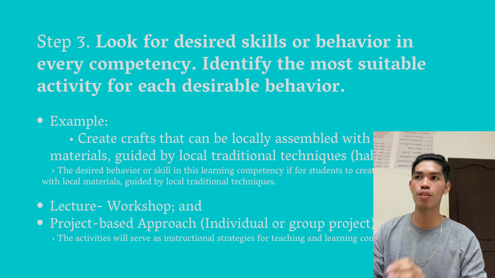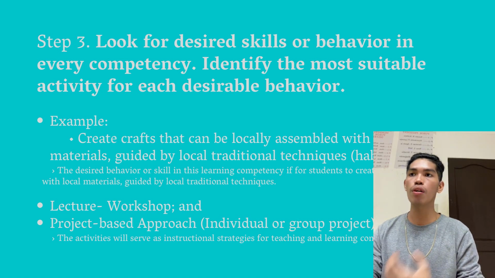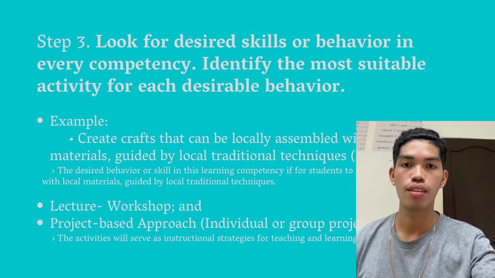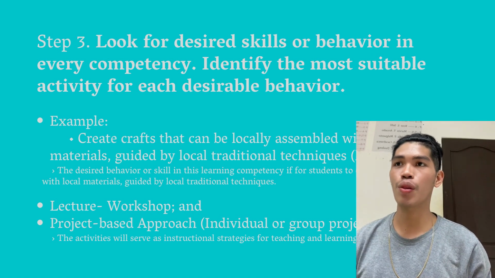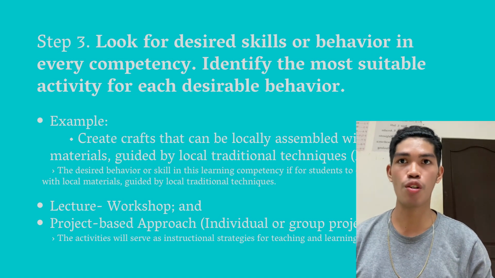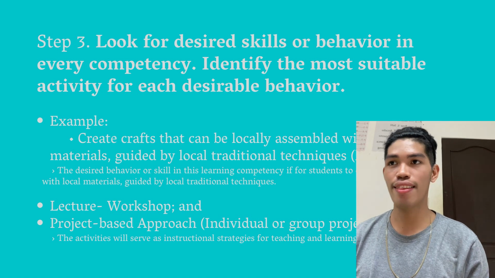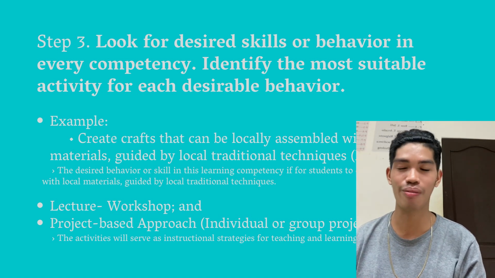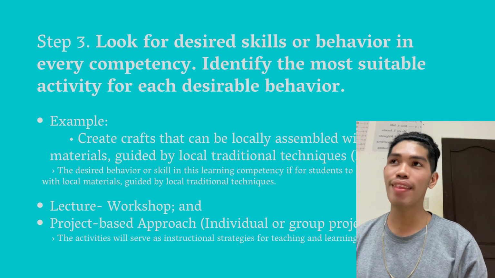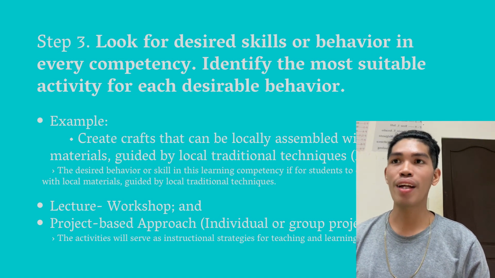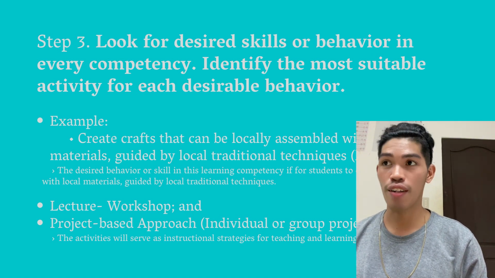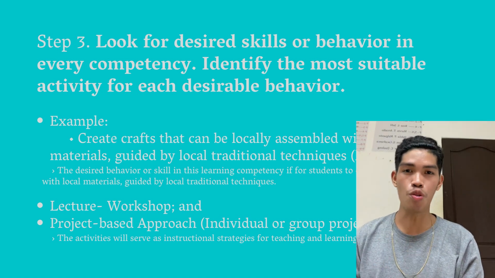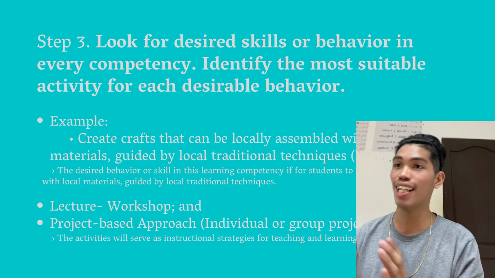Moving on to the third step, we have look for desired skills or behavior in every competency. So in this step, we are to look for the desired skills or behavior in every competencies. And then we must identify the most suitable activity for each desirable behavior. So in such way, we tend to understand what desired skills is observed in every competencies. And then at that point of time, we must choose the best or suitable activity for that desired skill.